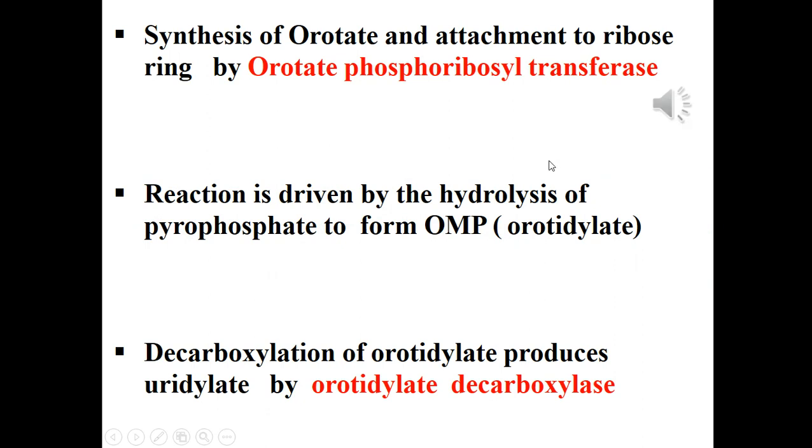The synthesis of orotate and attachment to the ribose ring is catalyzed by orotate phosphoribosyl transferase. The reaction is driven by the hydrolysis of pyrophosphate to form orotate monophosphate or orotidylate. Decarboxylation of orotidylate produces uridylate by the orotidylate decarboxylase enzyme.